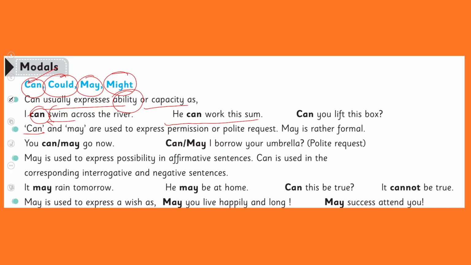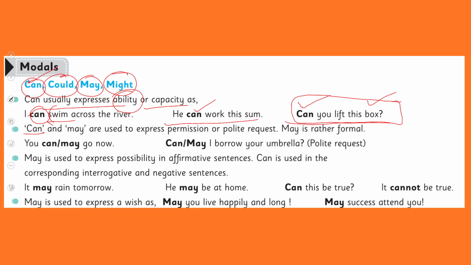He can work this sum. Can you lift this box? Now this is an interrogative sentence. You can also use modal verbs in interrogative sentences, but they usually come at the beginning. Can you lift this box? Now wait for the answer from the person you are asking this question.